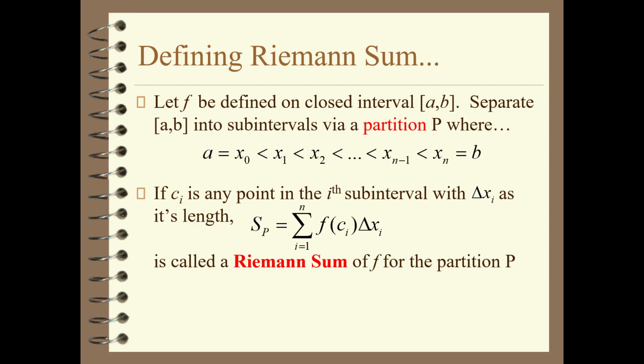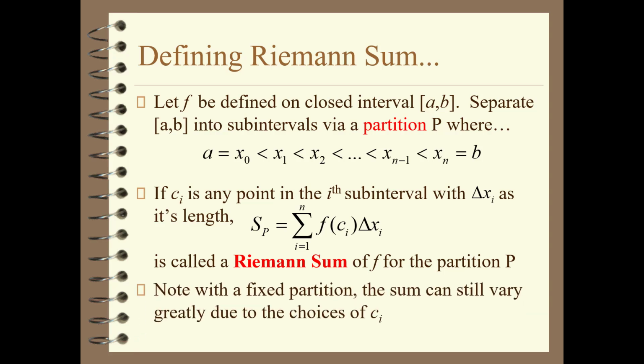If c sub i is any number in the ith subinterval, where delta x sub i is its length, then the summation of a bunch of products, where the products are the function evaluated at this chosen value times the length of the subinterval, we call that a Riemann sum of f using the partition P. Notice there are many such Riemann sums, even for one given partition, because with a fixed partition, you can still change the x values that you choose in every subinterval however you wish. So you can get many, many different Riemann sums because we can make our choices different and we can use different partitions and therefore get different subintervals.